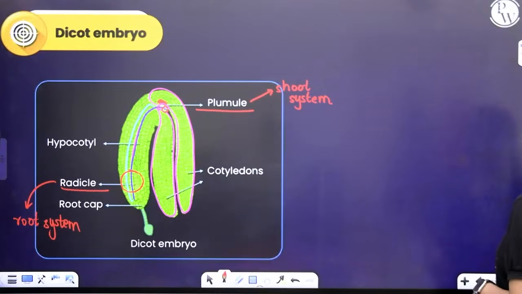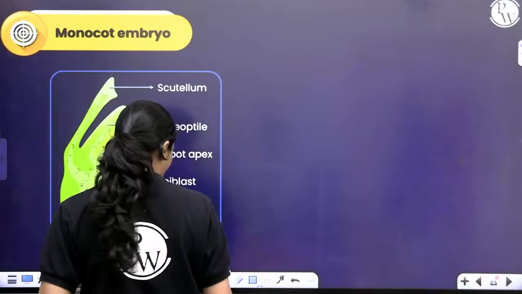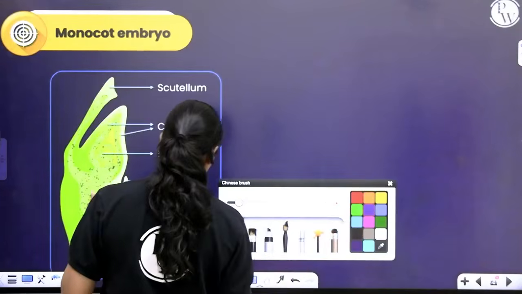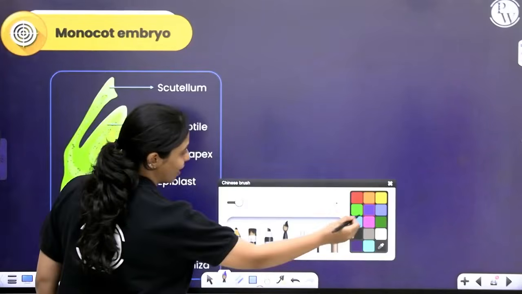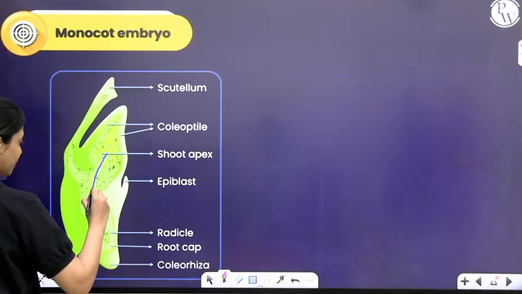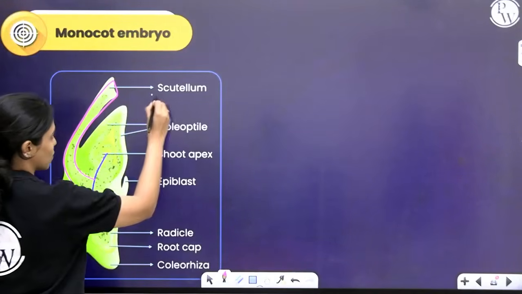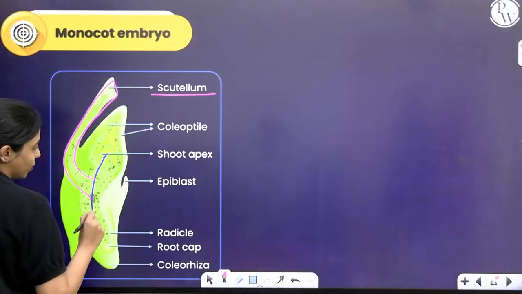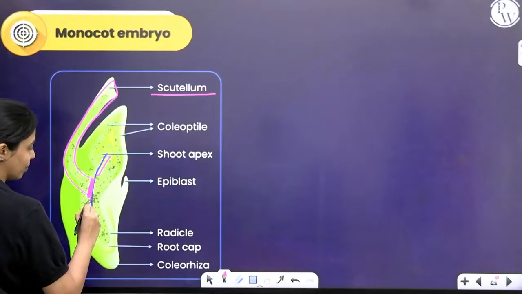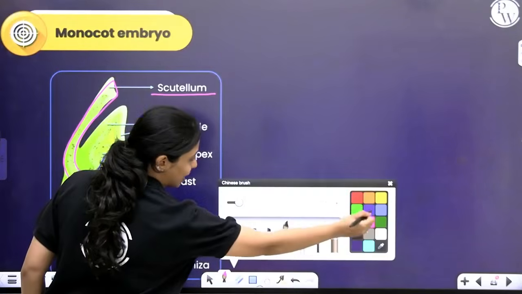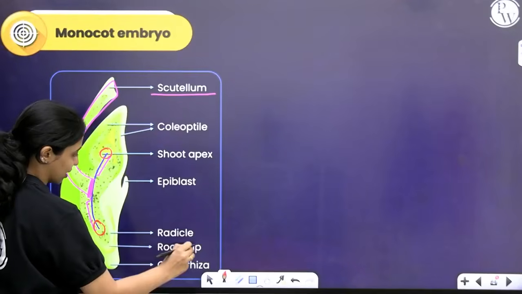Now, let's learn about the monocot embryo. Monocot embryo also has an embryonal axis. There are some differences here. This is the embryonal axis. In the monocot embryo, you have only one cotyledon. This is the one cotyledon that is there. It is large and shield shaped, that is called the scutellum. The part of the axis above this point of attachment is called the epicotyl, below it is called the hypocotyl. The tip of this is called the plumule and the tip of this is called the radicle.